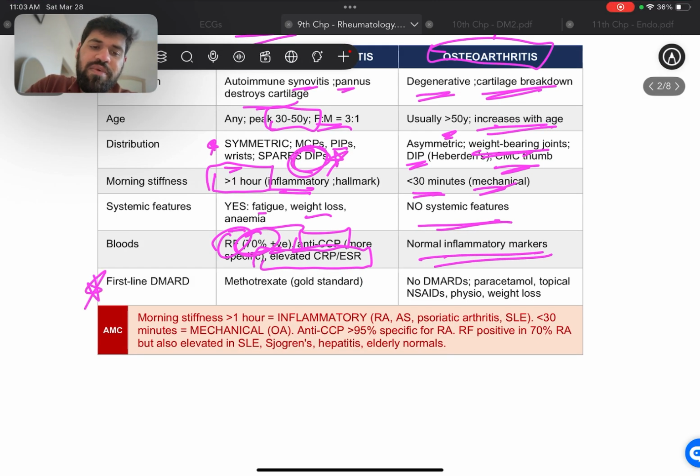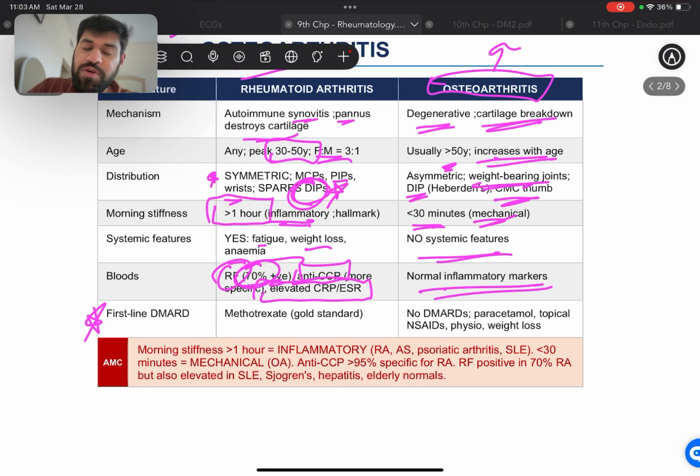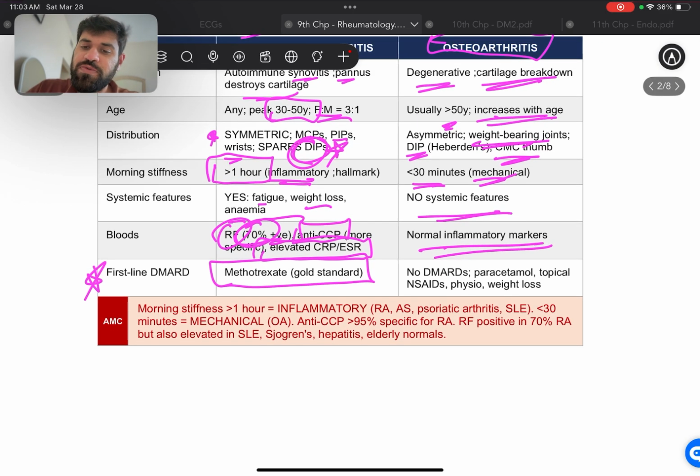First line is going to be DMARD for rheumatoid arthritis, which is methotrexate, which is the gold standard. So if it's immune mediated, we go for steroids to reduce immune capability of the patient. So that means that we'll have lesser inflammation. Whereas for osteoarthritis, as it's joint related or degenerative disease, we'll have no DMARDs, but we will have paracetamol, topical NSAIDs, physiotherapy, and weight loss. I've not seen topical NSAIDs as a treatment, but it's one of the modalities.